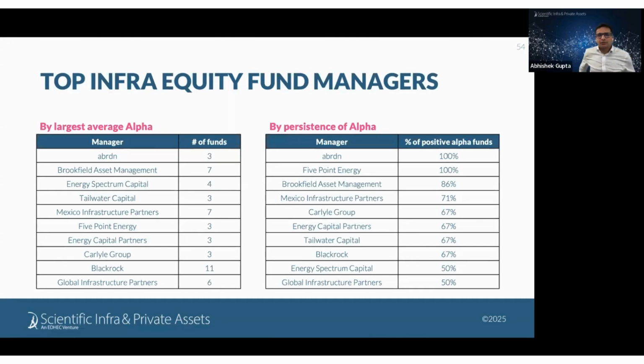And the last bit of exercise is persistence of alpha. So how many, or what proportion, of their historical funds have generated positive alpha? And that's arguably the most important thing, right? If you're trying to use it as a predictive analysis, you also want to consider how many of those funds, it's not that 1 or 2 funds were able to generate high alpha, but what sort of persistence is there in generating alpha. And we find that there are some funds like Aberdeen's, all 3 funds, they have had positive alpha. 5 Point Energy, they have 3 funds and they've all generated positive alpha. Whereas not the same thing for Brookfield's 7 funds, which have 86% persistence, and so on.